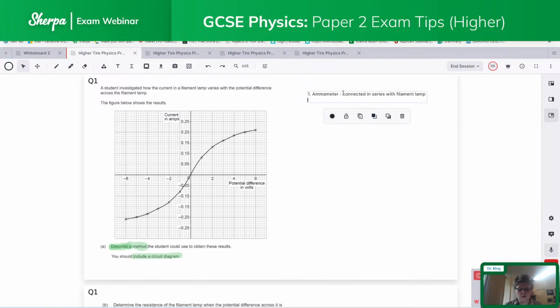Second, we know that to measure potential difference, you will need a separate device, which is a voltmeter. A voltmeter, to measure potential difference, is required to be connected in parallel around the device that you want to measure the potential difference across, at the start and at the end, which in our case is the filament lamp.